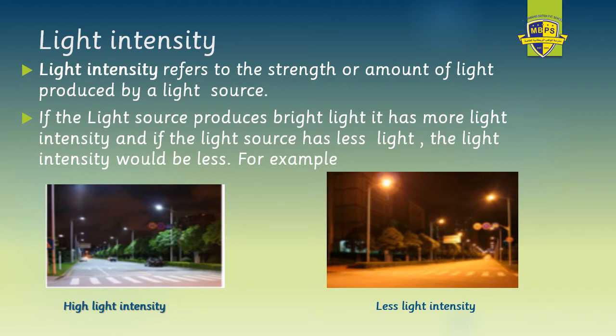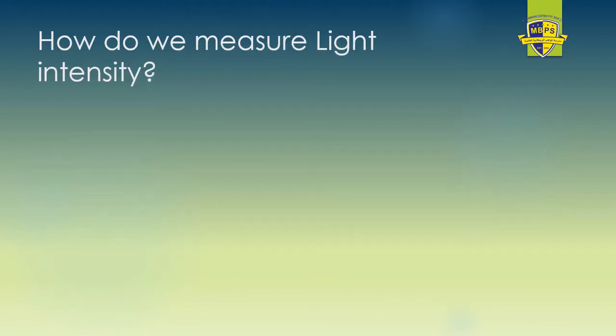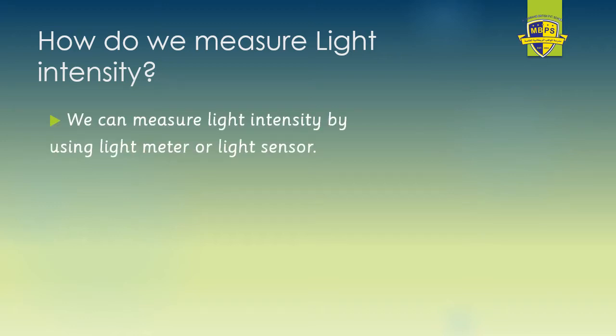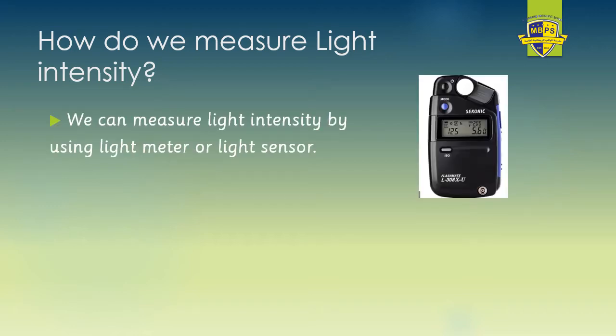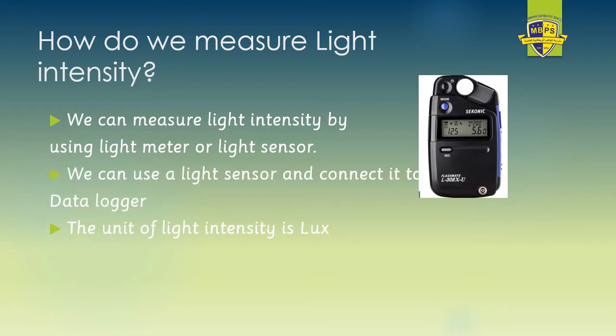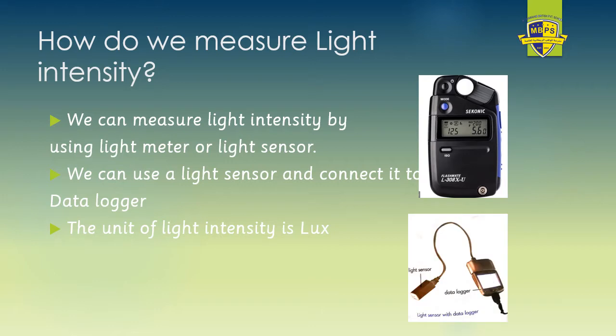Now how can we measure this? We can measure light intensity by using a light meter or a light sensor. So what can we use? We use a light sensor and we can also connect it to a data logger. Just like we measure temperature in degrees Celsius, and in maths you measure length in centimeters and meters, and you measure mass in grams and kilograms, the same way, light intensity is measured in lux.